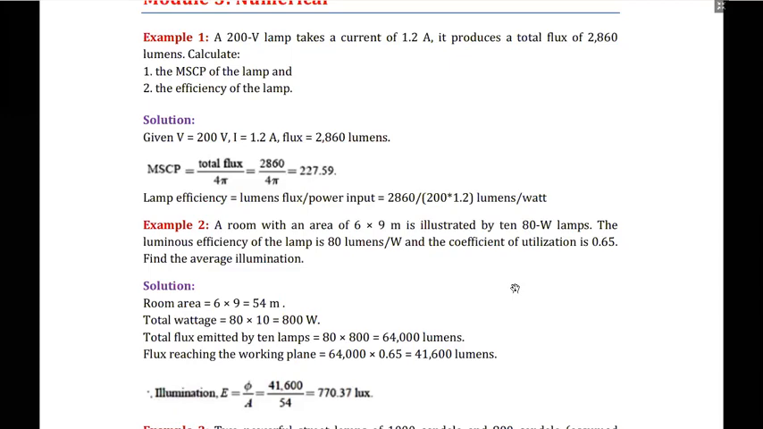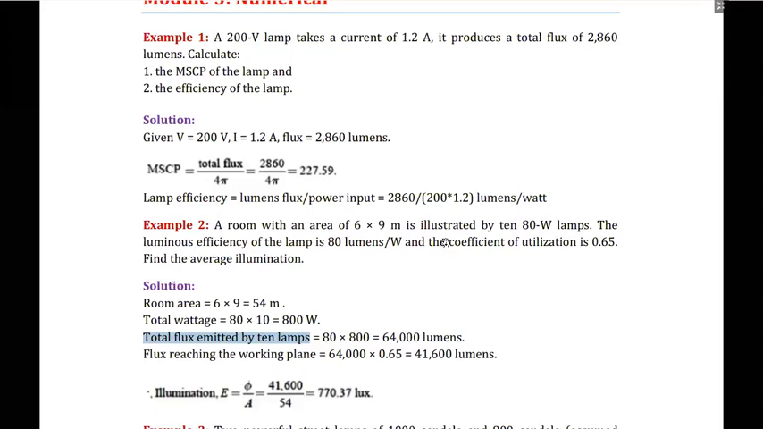So the total flux which will be emitted by all 10 lamps will be equal to how much? 800 into 80, since each lamp is emitting 80 lumens per watt. So 80 lumens into the total watt. What is the total watt? 800. So 80 into 800 is equal to 64,000 lumens. This is the total flux emitted by all the lamps which are switched on in the room.